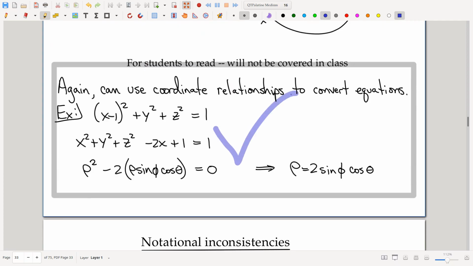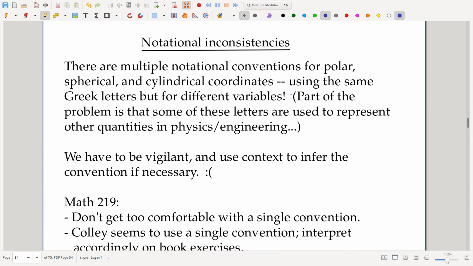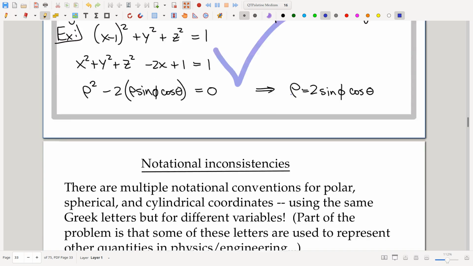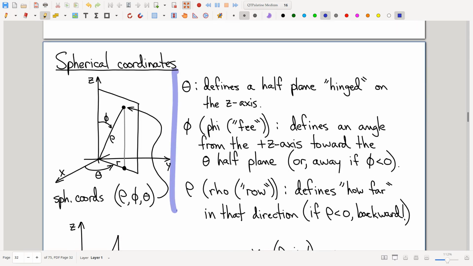Y'all can read this one. It's a pretty straight read. Now an awkwardness. This is very frustrating up until you realize how routine it is. These conventions that I used when I defined spherical coordinates, we call them rho, phi, and theta. Not everybody uses the same conventions.